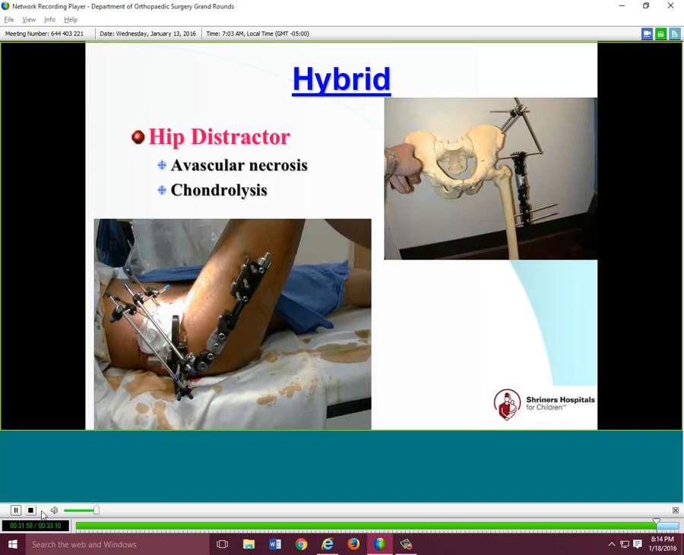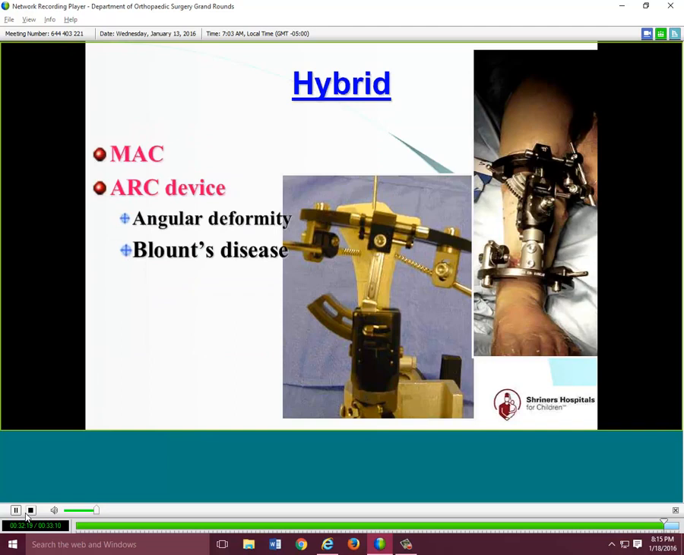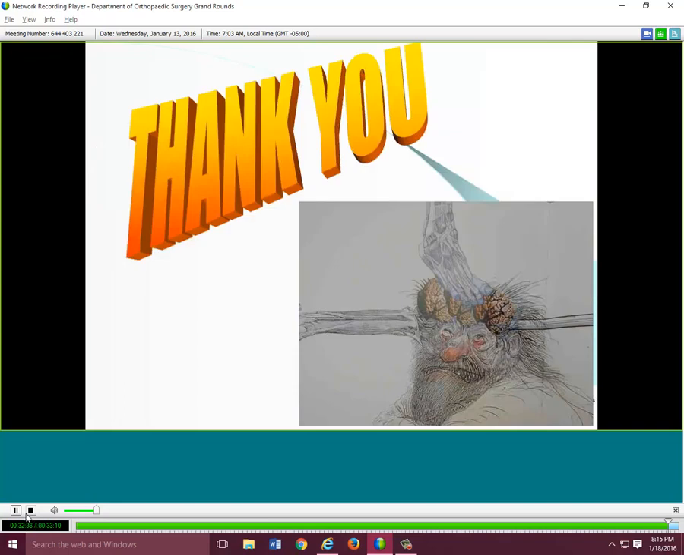One type of hybrid is for the hip distractor. For some of the kids who have stiff hips that we're trying to correct, or somebody who's got bad Perthes disease or avascular necrosis in childhood that we're trying to stretch out the hip a little bit, give the hip some chance to heal up. Also in chondrolysis. Another hybrid type is the MAC external fixator, which Dr. Davidson over at CHOP created, and we use a lot over at the Shrine also. And this is a very good way of helping us to correct, for example, Blount's disease. It's a nice, easy one for Blount's disease.